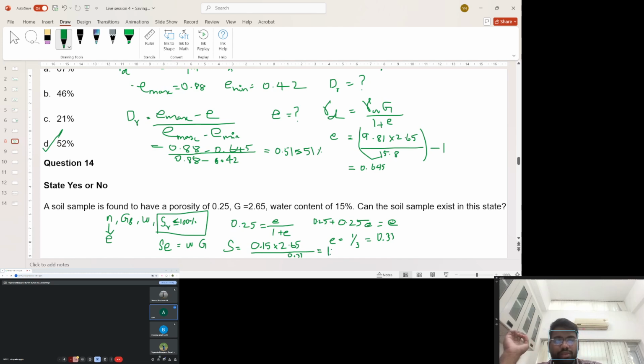No, sir. 119.2. That is percentage, right? Yeah, that's percentage. So in decimal you will get 1.19 approximately. So that is 119 percent, which is greater than 100 percent, right? So this type of soil sample cannot be prepared and it cannot exist. All right. So moving to the next. I hope it is clear. Any confusions?